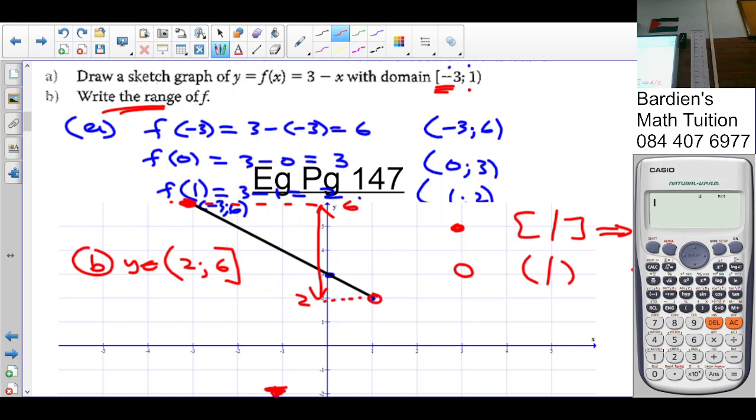Or I could have represented it in inequalities. Y must be greater than 2 but less than 6. So would I put the equal sign at the 2? No. Why? Because that's excluding. Would I put the equal sign at the 6? Yes. So there we go.